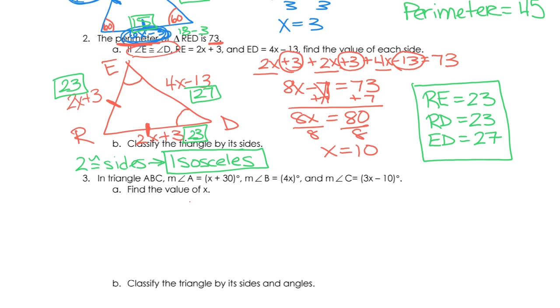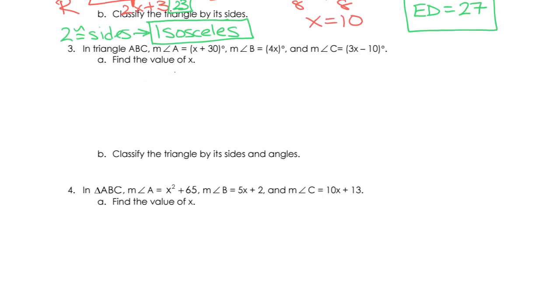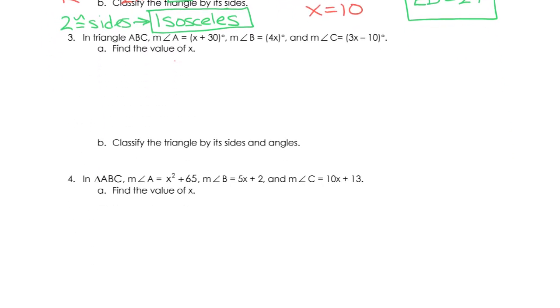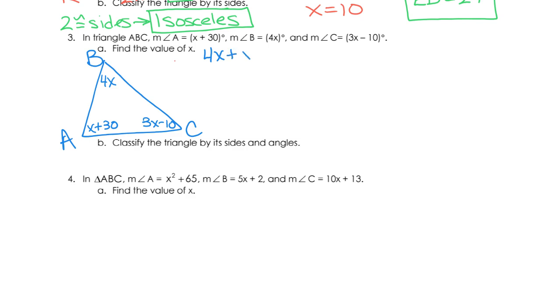All right, number 3. In number 3, it says that we have a triangle ABC. And it tells us that the measure of angle A is x plus 30. And remember, angles get labeled inside the diagram. Angle B is 4x. And angle C is 3x minus 10. And because these are angles, and I have all three of them, we're going to go ahead and say that this is an angle party. And we're going to go ahead and invite 180 degrees to it.